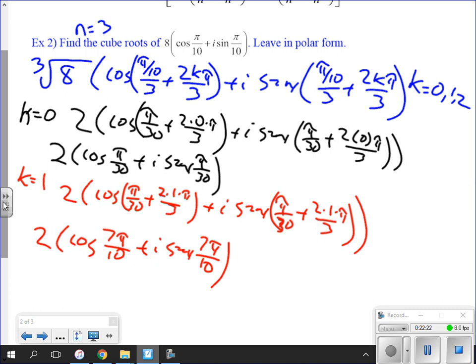Okay, this is not 21. This is 2 times 1 times pi, right? Which is 2 over 3, and 1 over 30 from the denominator. How many more answers do I have to do? One more answer.